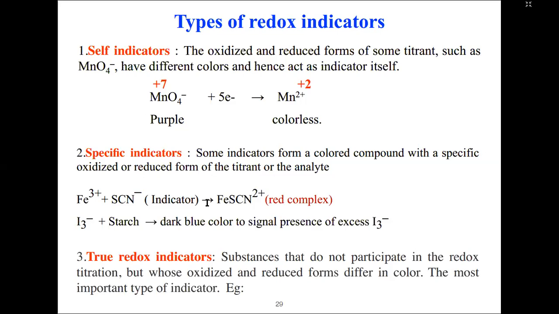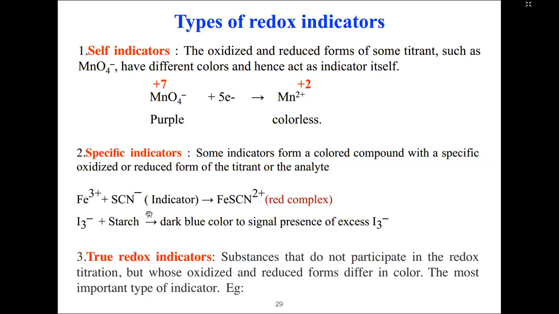So some indicators form a colored compound with a specific oxidized or reduced form of the titrant. Okay, in this example, iron 3 plus. Remember, this is 3 plus. It is not another state of the iron. Only iron 3 plus reacts with SCN minus, where SCN minus is the indicator, to form this complex, which is red in color. So you have colorless to begin with, and you form red color. This is acting as an indicator. However, it only combines with 3 plus iron. It doesn't combine with other states of iron. Similarly, the triiodide, I3 minus, reacts with, combines with starch to form a dark blue color. And starch is acting as an indicator.